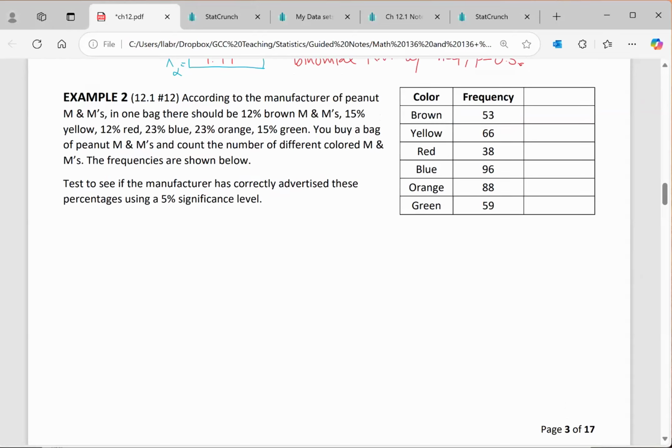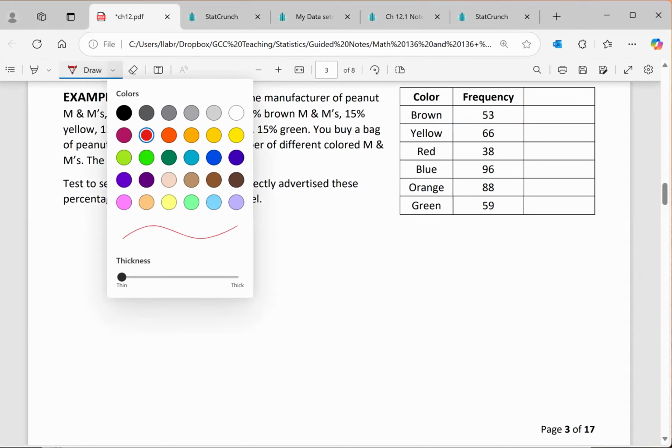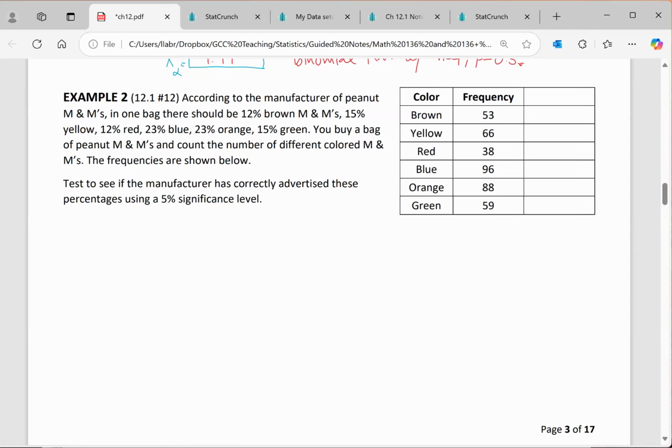According to the manufacturer of peanut M&Ms, so really good M&Ms, in a single bag of M&Ms, there should be 12% brown, 15% yellow, 12% red, 23% blue, and 23% orange, as well as 15% green colored M&Ms. Notice that that's a claim distribution. So this happens a lot with manufacturing. We know what the results should be.